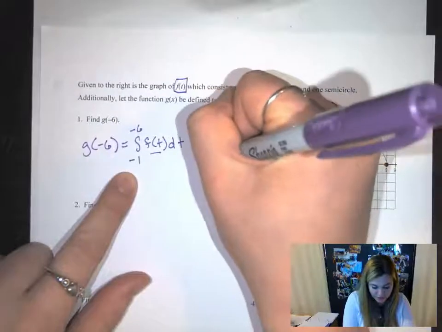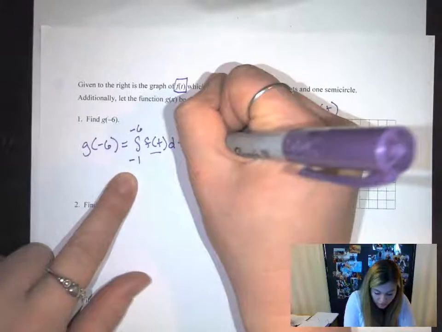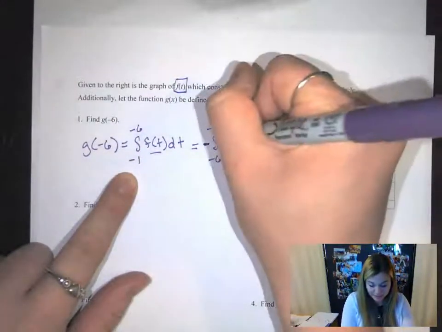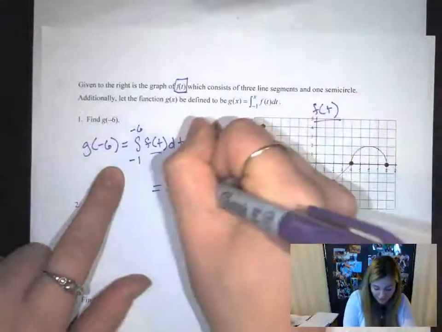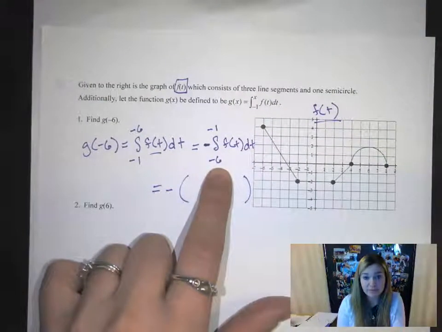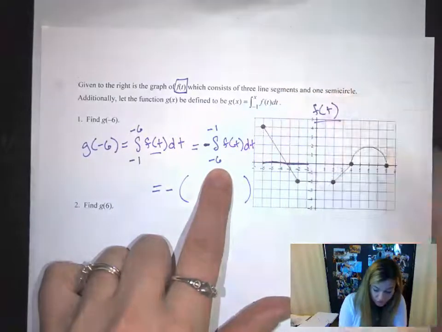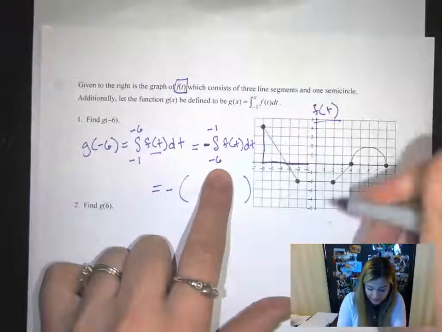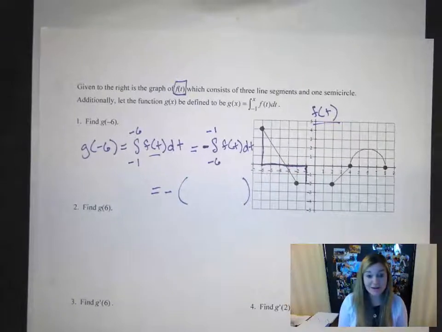So we're using properties of integrals, and we're switching it. But when you switch the limits of integration, you need to make this a negative. Okay, so now I have negative, and then whatever my area is. I'm going to go from -6 to -1. To do that, draw a horizontal line from -6 to -1. I'm going to go up at -6, down here at -1. And then I find the area under the curve.